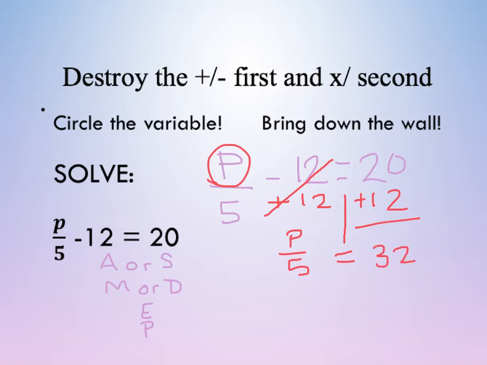All right, if I go back over here, I'm going to circle my variable again. I'm going to go ahead and bring down my wall.